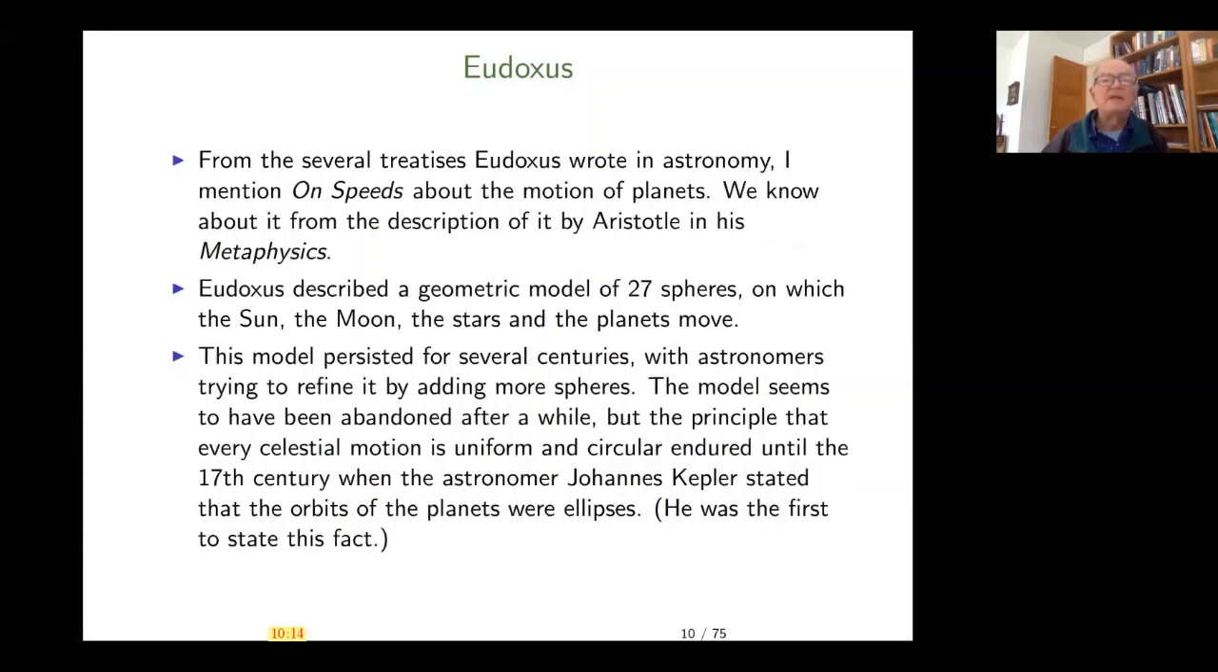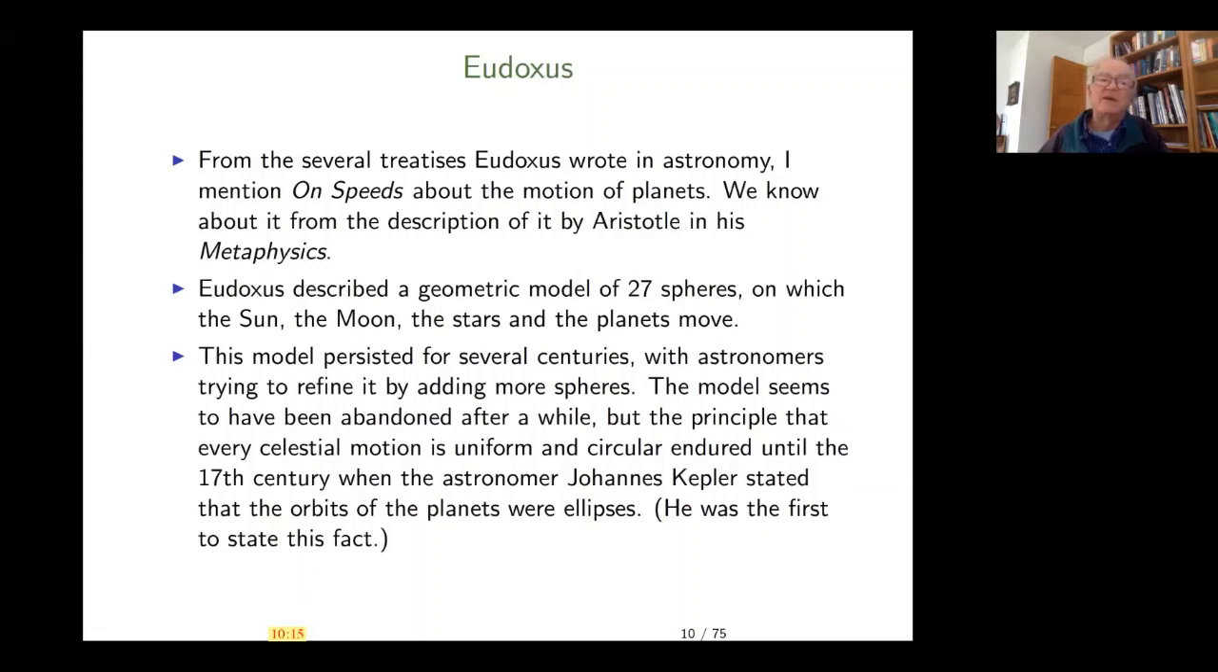From the several treatises Eudoxus wrote in astronomy, I mention one which is called On Speeds. So clearly he was talking about speeds. He meant the speed of motion of planets. We know about it, though the work is lost, from Aristotle, who quotes it in his book on metaphysics.